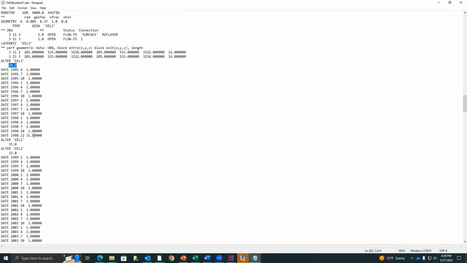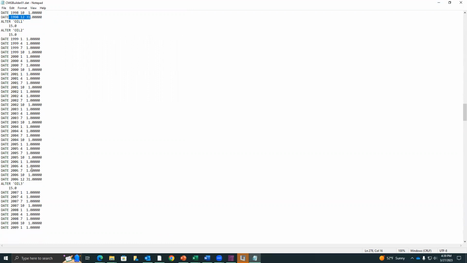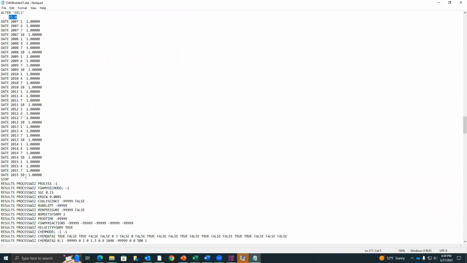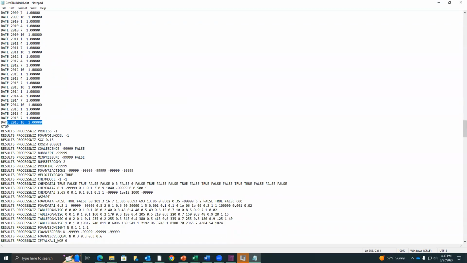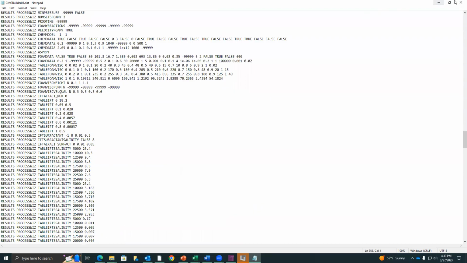Then we changed the flow rate with the workover. We changed the flow rate of oil 1 to 15 and that of oil 2 to 15 as well. And remember, we used this date. For oil 3, we changed the flow rate in 2006 and we altered that to 15 cubic meters per day. And then the simulation ended on this date in 2015. Yeah, so I think we should have made 1 or 2 changes here, but it's okay for now.